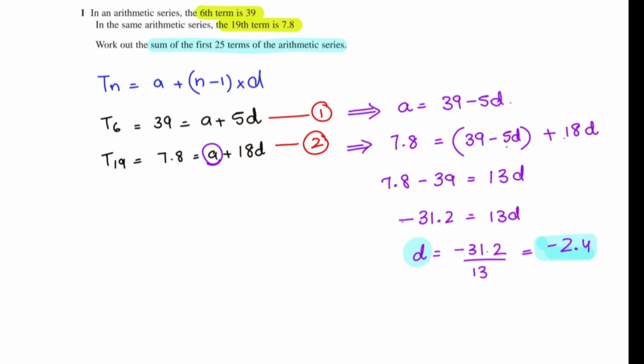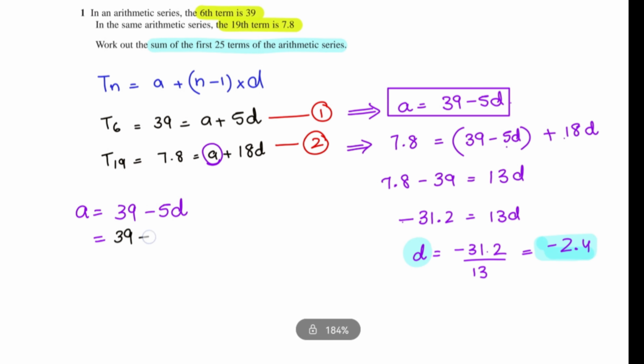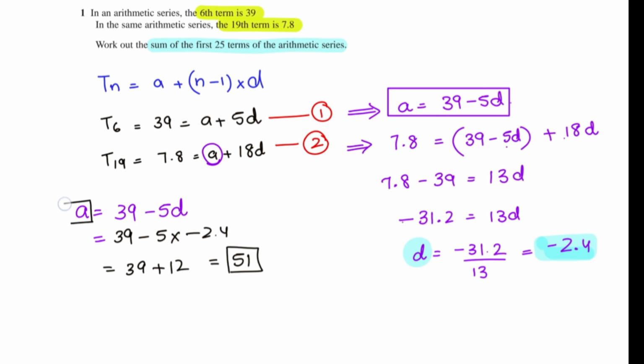As we got the difference, what I'm going to do is take the value for a. I have taken the value for a, that is 39 minus 5d. And I will substitute the value for d in order to get the value for a. 39 minus 5 into minus 2.4, and I get it as 39 plus 12, and the value is 51. So I got my a, the first term, and the common difference as the value.